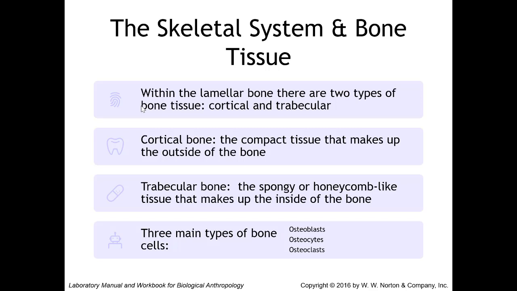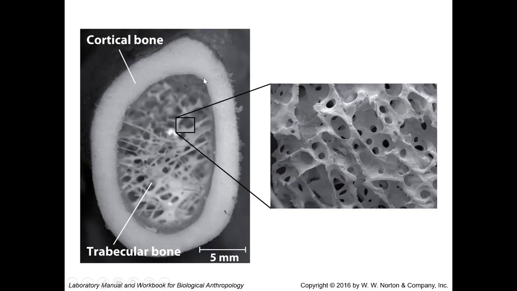Osteoblasts are responsible for forming bone. Osteocytes are responsible for bone maintenance, and osteoclasts are responsible for removing bone, right? So these three bone cells work together in a constant process called bone remodeling. And we'll go over that really quick, looking at the cortical versus trabecular bone, right? Cortical, again, the outside, trabecular, that inside honeycomb-like bone.